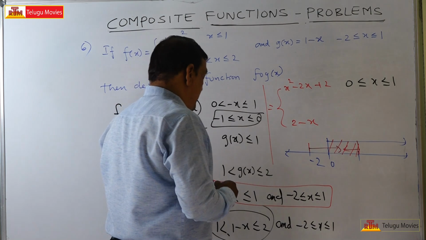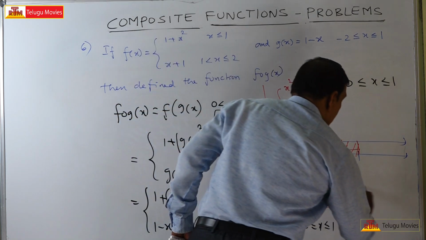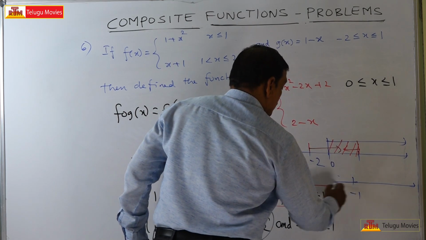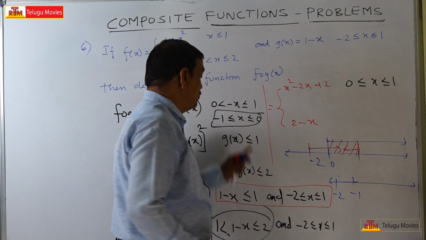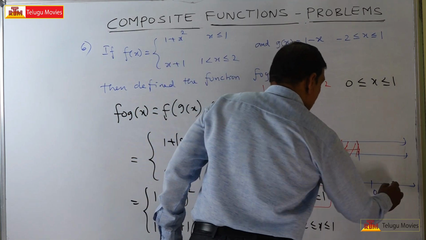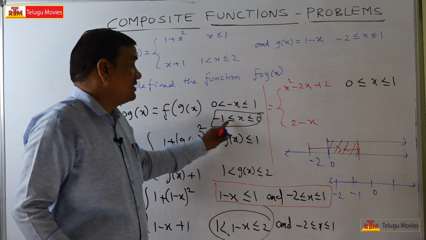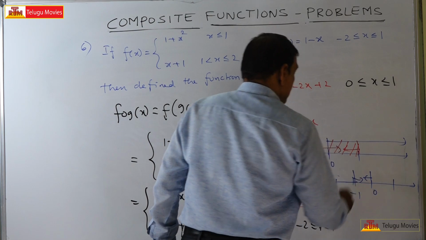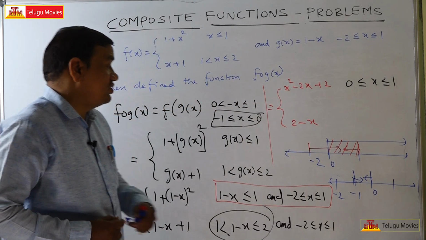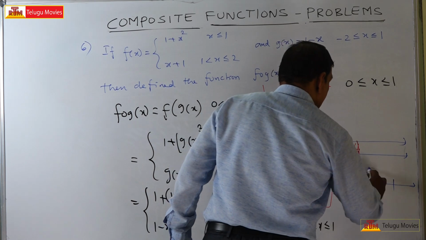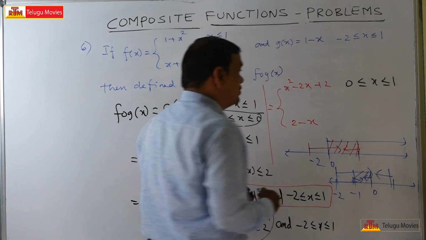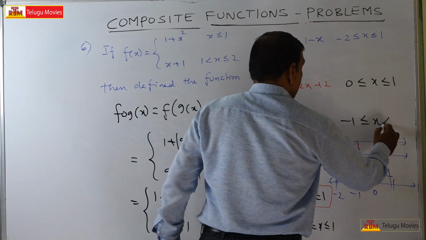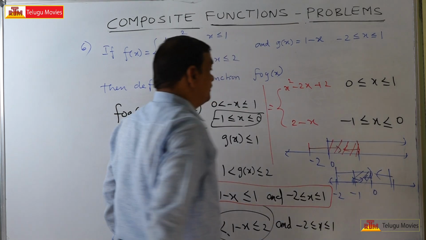So now one more number line I will draw. So this will be the number line. So this is -1. So this side -2. -2 is also there, 0 is also there, 1 is also there, right? -1 less than or equal to x less than or equal to 0. This is -1 to 0. And this is -2 to 1. Means this part only, -1 to 0 only. So this is equal to -1 less than or equal to x less than or equal to 0.